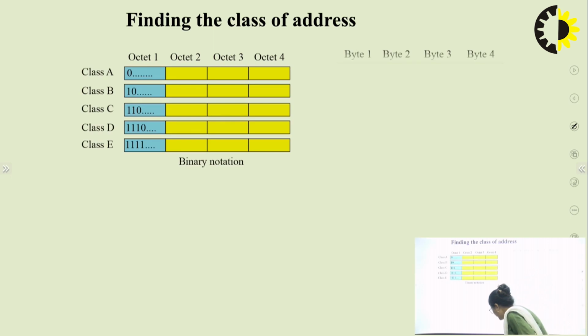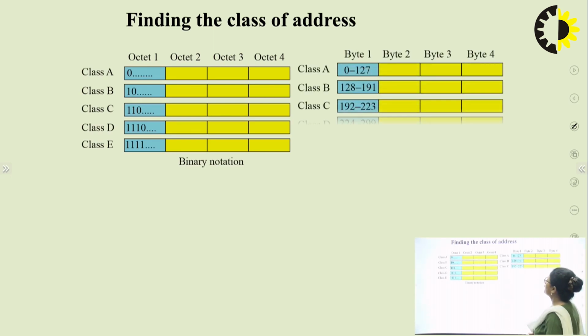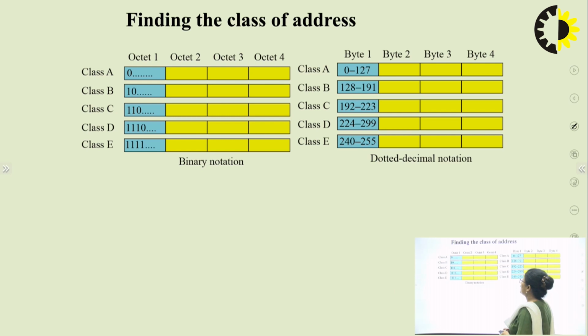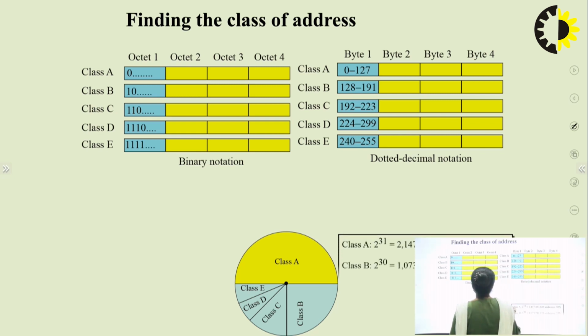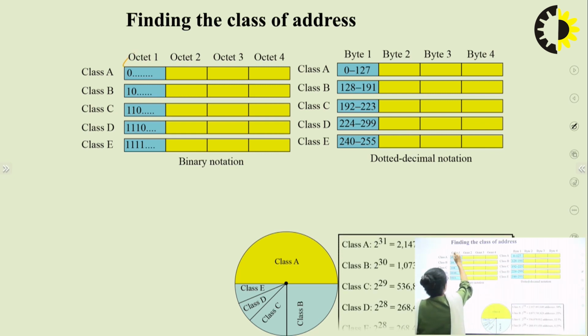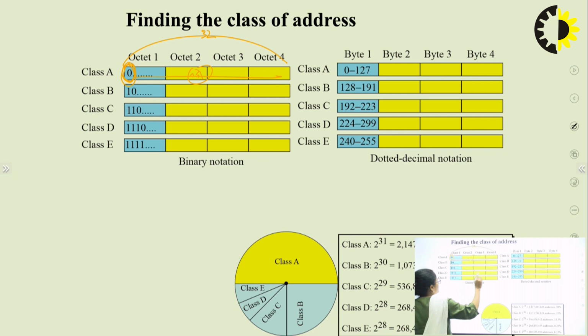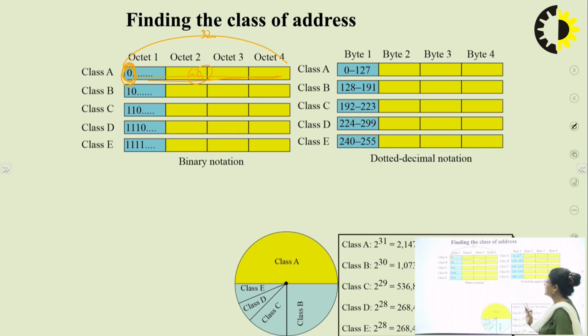So how do we find the class of the address? Now if you look at the class of the addresses, let us say class A. Out of 32 bits, the first bit is made 0. And the remaining bits obviously will be 31. So in class A, the first bit will be 0, and the remaining all of them can be any values. The first bit is frozen as 0.